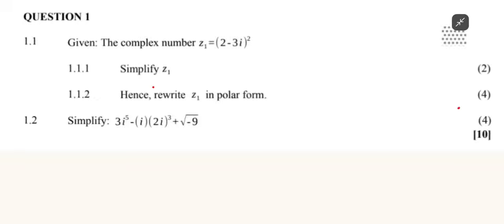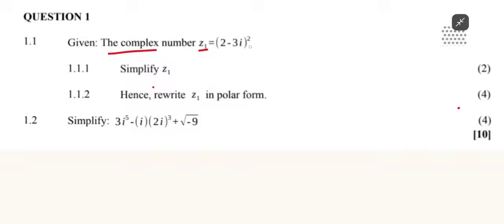I was still under NCV Mathematics, which is level 3. So I've given this question 1, which is complex numbers. We have 1.1 says given the complex number z1 is equals to bracket 2 minus 3i bracket raised to the power of 2.